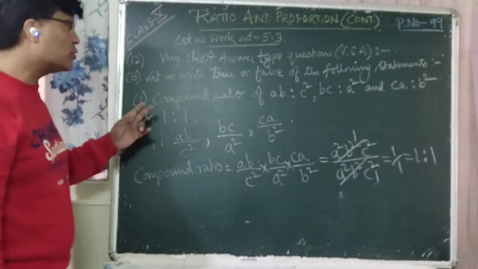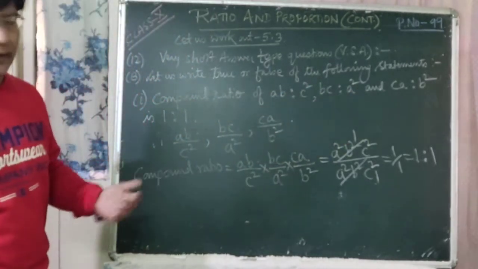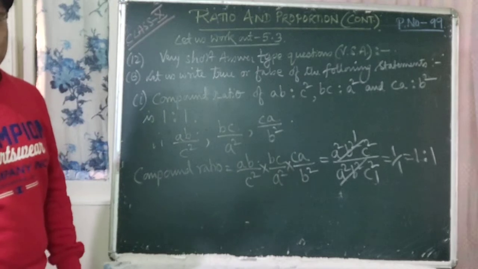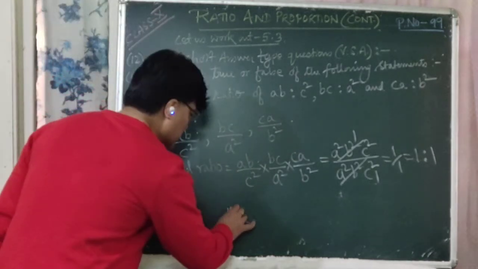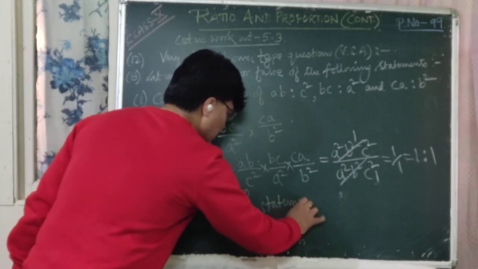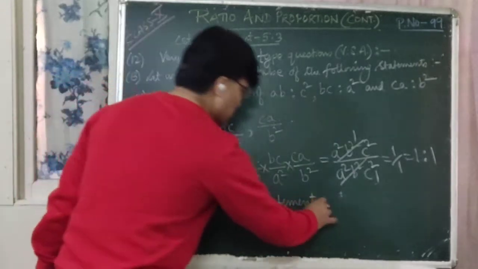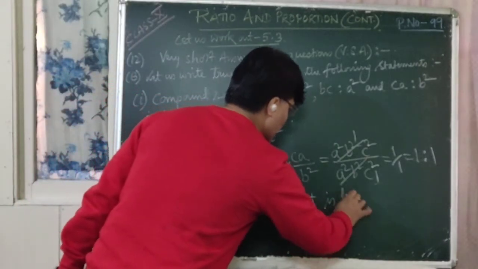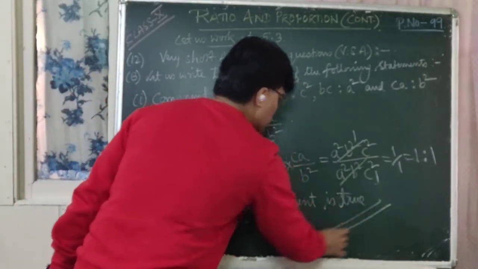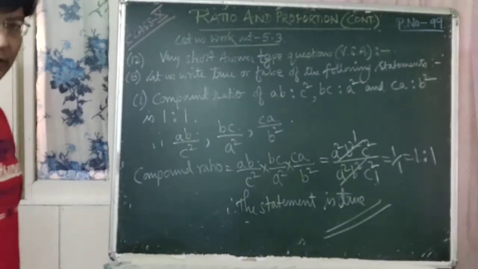In the question also, the compound ratio of these ratios is given as 1:1. That is the correct answer, right? Therefore the statement is true. So you can copy it. We'll do the next question now.